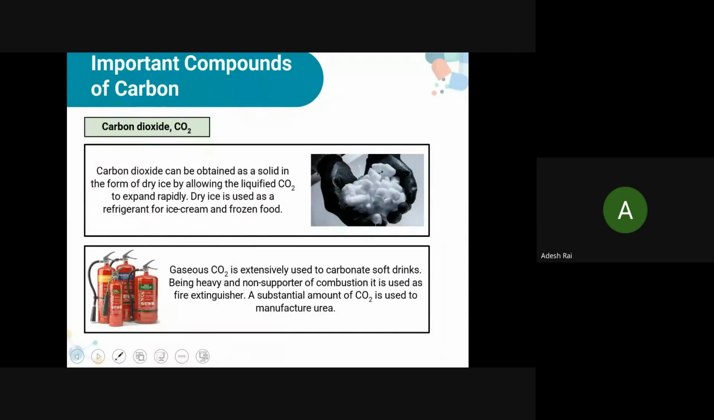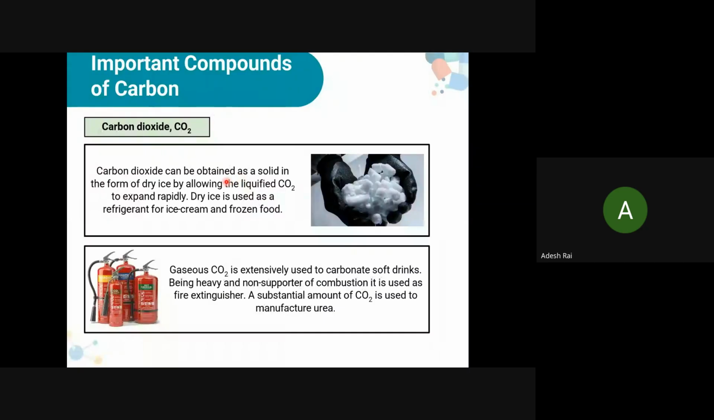Moving on. Carbon dioxide can be obtained as a solid in the form of dry ice by allowing the liquefied CO2 to expand rapidly. Dry ice is used as a refrigerant for ice cream and frozen food. See, you would have seen this Amul ice cream all over pan India, right? But the plant of Amul is in Anand. Anand is a place in Gujarat. Full form of Amul is what? Anand Milk Union Limited.